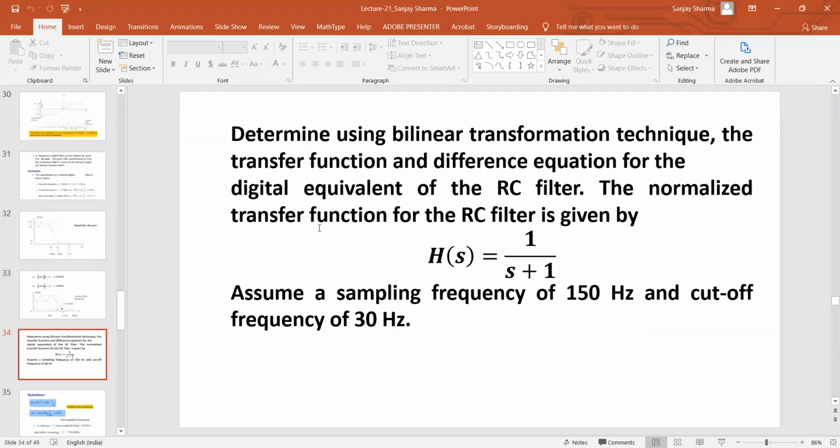All right, so let us see if it is there in this example. Determine using bilinear transformation technique the transfer function. We need to determine the transfer function of the digital filter and difference equation for the digital equivalent of this RC filter. The normalized transfer function is given. Sampling frequency is given to be 150 hertz and cutoff frequency is given to be 30 hertz. So this is a low pass filter. This is the analog system function for a low pass filter whose cutoff frequency is 30 hertz. Right? We want a digital equivalent of this using the bilinear transformation.